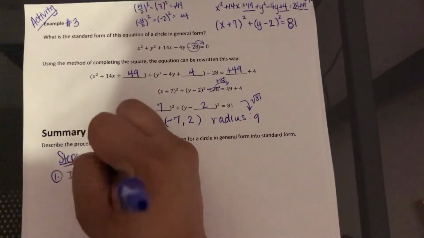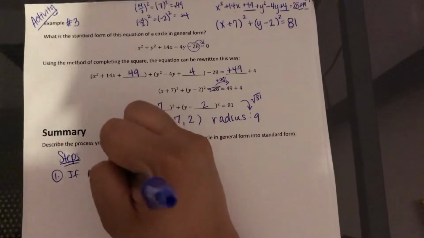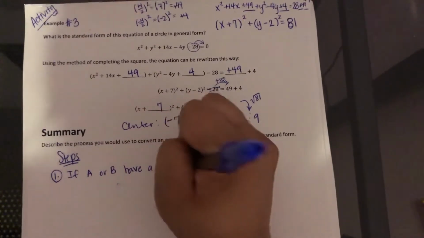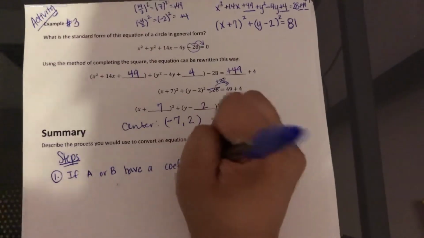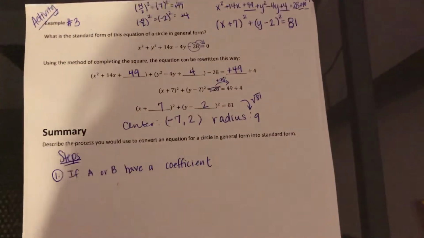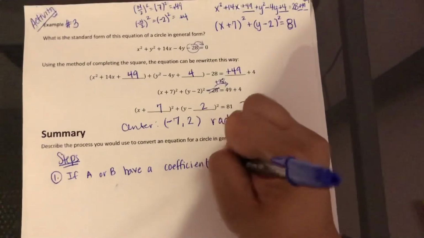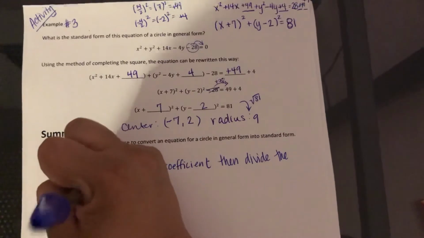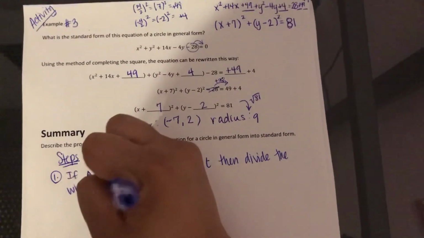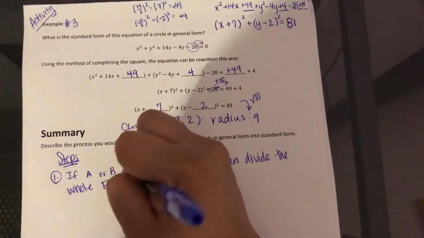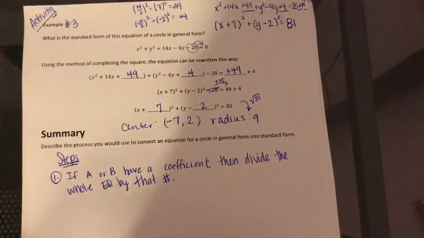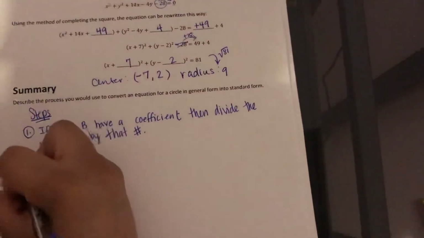Step number 1, if A or B have a coefficient other than 1, I'm not going to write that down, but obviously if it's 1, it's just left off. But if they have a coefficient, then divide the whole equation by that number. Okay, I'm going to shorthand these so we don't have to write as much. Okay, so that's the first thing you do.